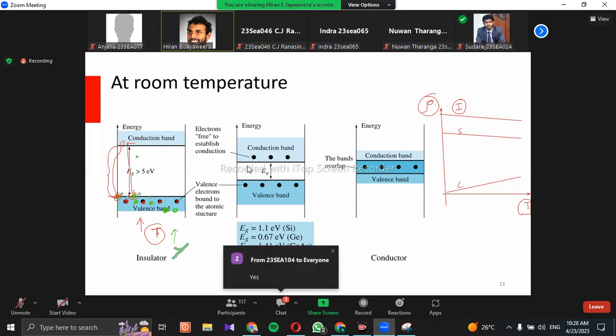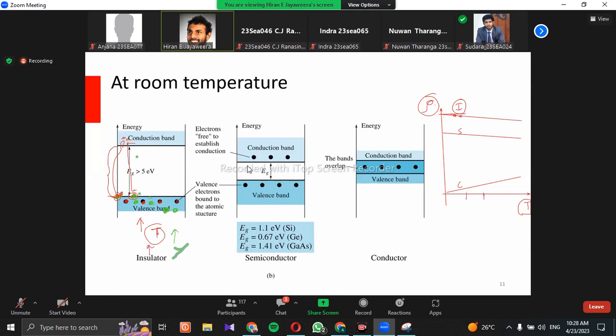Right. So then what? Two electrons jump to the conduction band, so you can see that its resistivity is slightly decreased because you have a few electrons in the conduction band. Now, if you increase temperature further, now we are at this temperature.